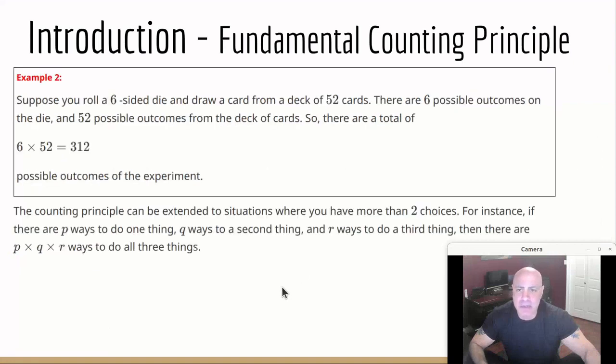So, another example. If you had a 6-sided die and you also draw a card from a deck of 52 cards, how many outcomes do you have? Simple. 6 times 52 is 312. So what we're doing is we're looking at things and how many things could happen. That's the idea behind this. How many things could happen?